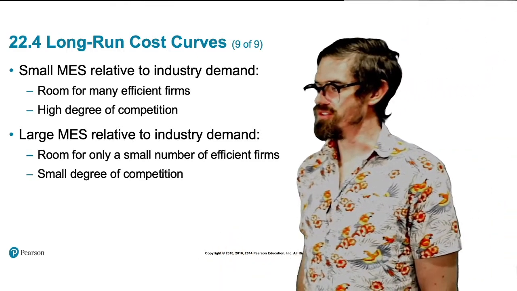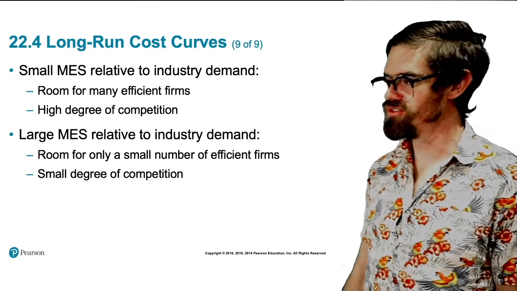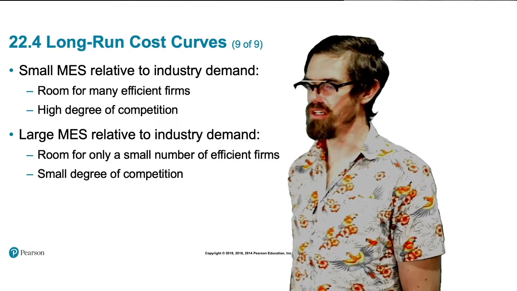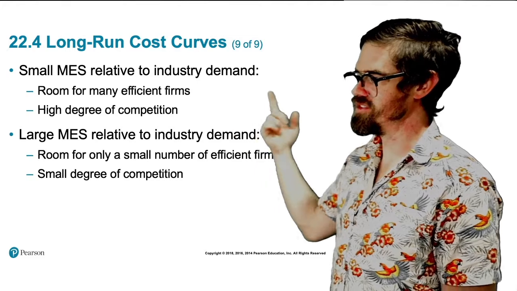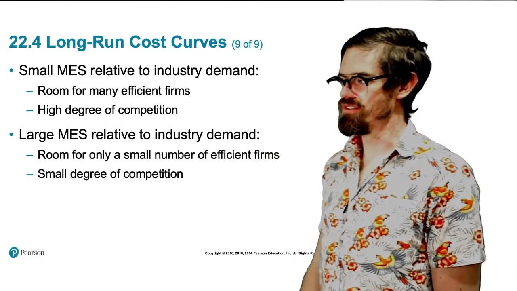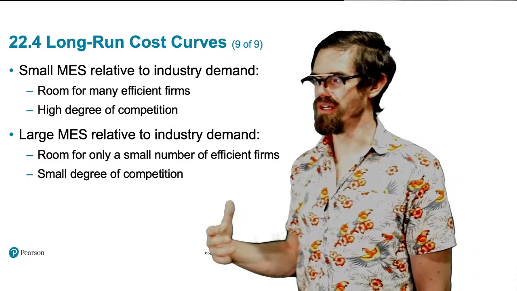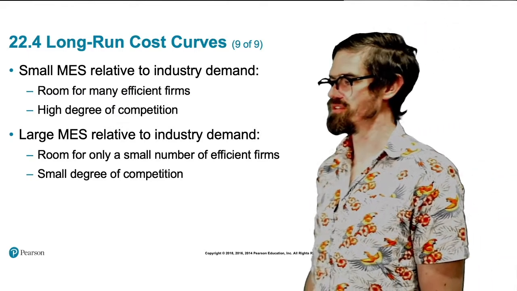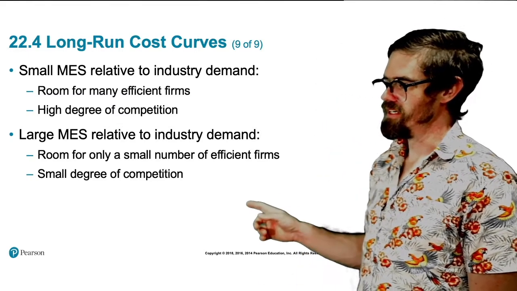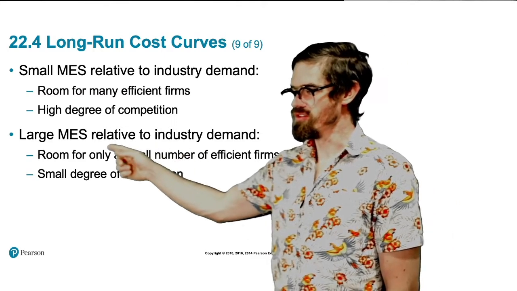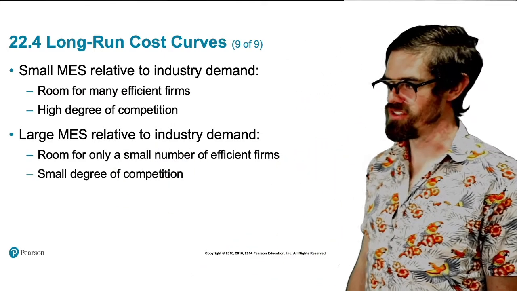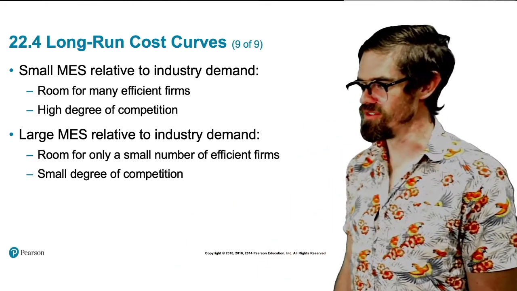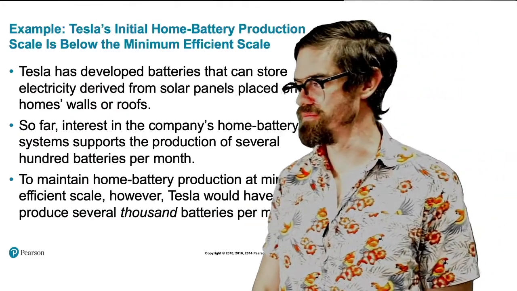Now, how can we relate these to different size industries? So if the industry has a small minimum efficient scale relative to its industry demand, what that means is that there's room for a lot of small but efficient firms, and it leads to a high degree of competition because there are so many efficient firms. Now, contrast that with an industry that has large minimum efficient scale relative to industry demand. It means that there's room for only a small number of efficient firms, and so there will be a small degree of competition.